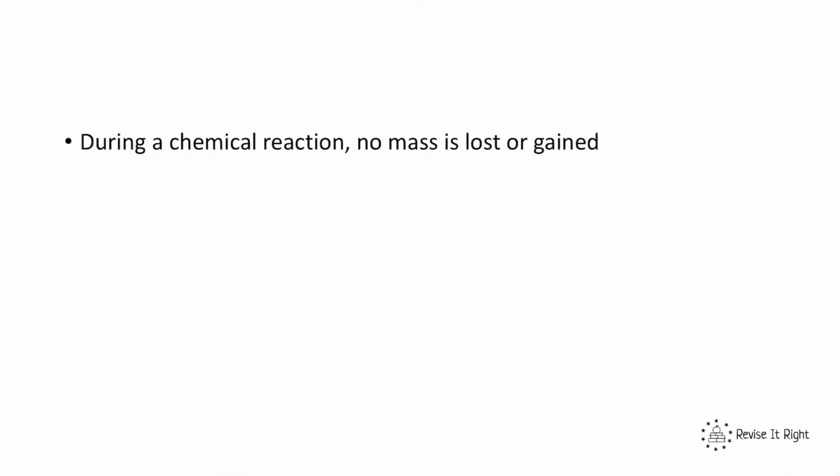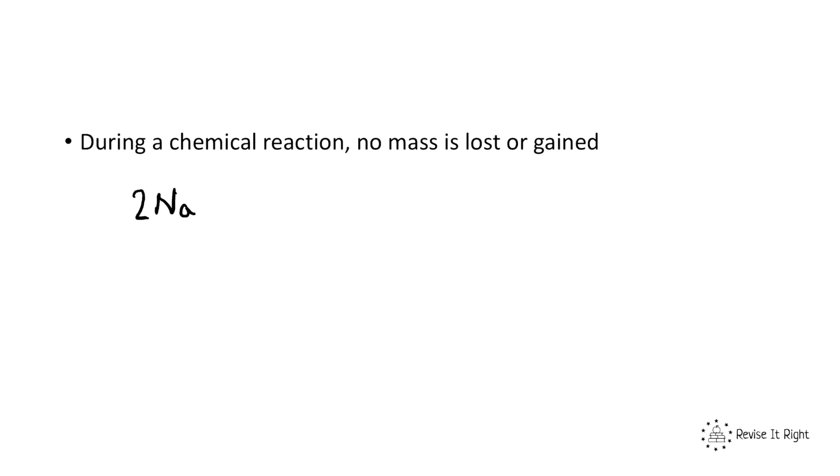This video is about the conservation of mass. What we mean by the conservation of mass is that during a chemical reaction, no mass is lost or gained. None of the atoms are destroyed and no atoms are created. So the mass before the reaction takes place is the same as the mass after the reaction takes place. Let me write a balanced equation to show you what I mean.